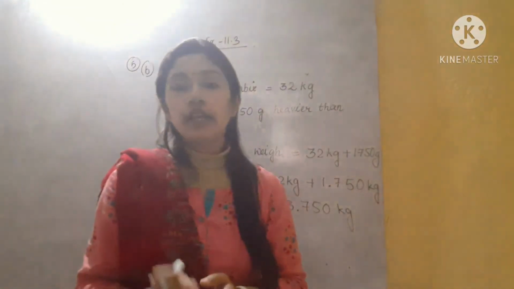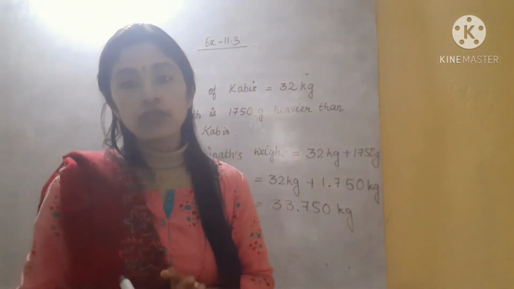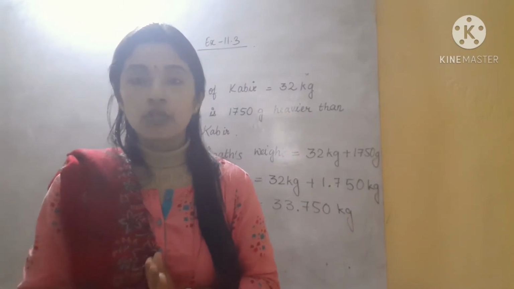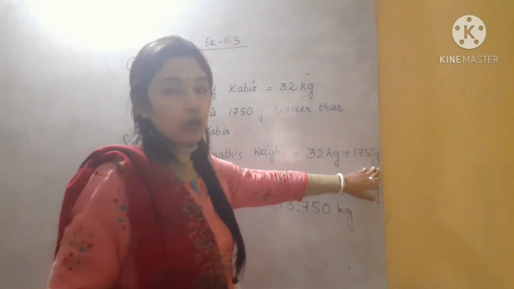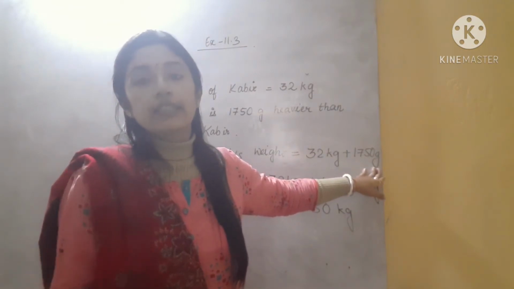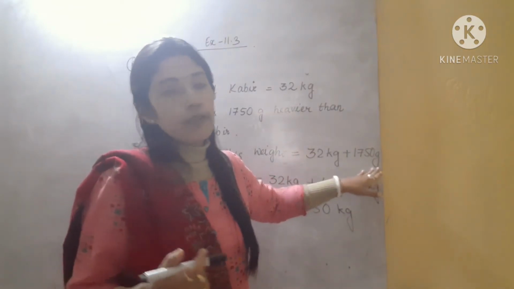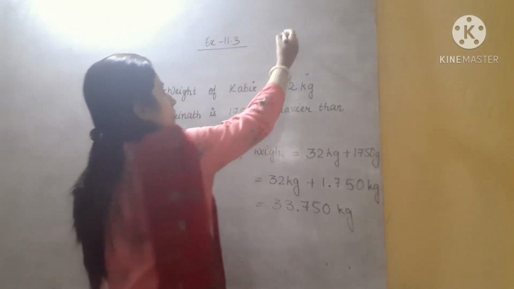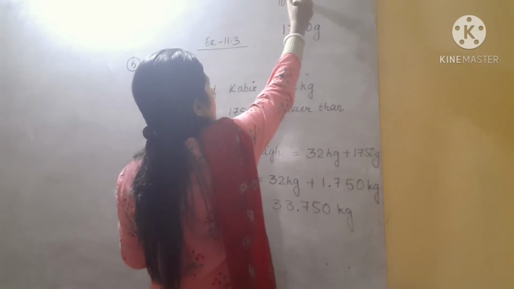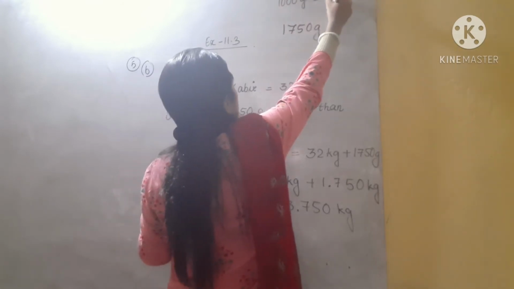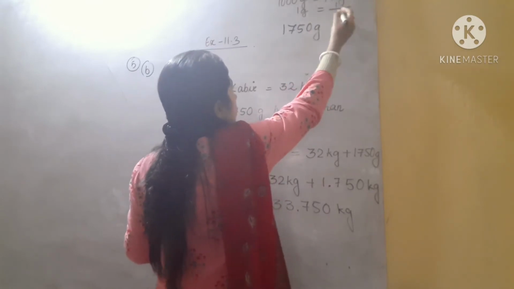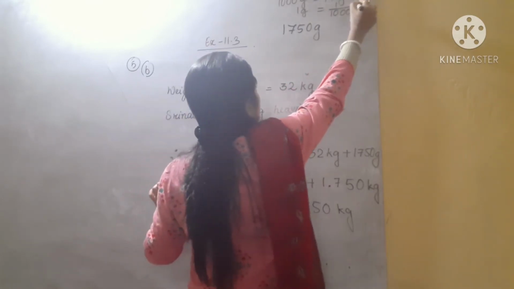The weight of Kabir is given in kg, so we have to find the weight of Srinath in kg only. That means we have to convert the gram. 1750 gram we have to convert into kg. So how to convert into kg? See, we know that 1000 gram is equal to 1 kg. That means 1 gram will be equal to 1 divided by 1000 kilogram.